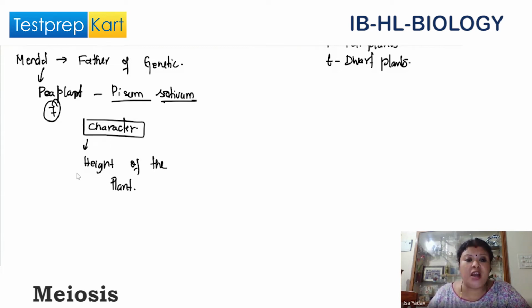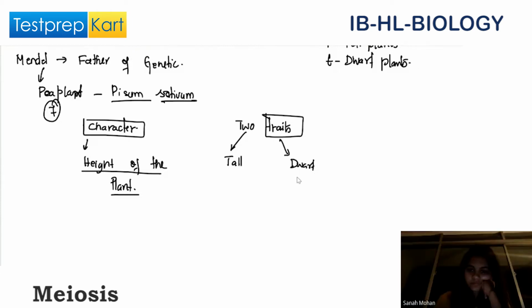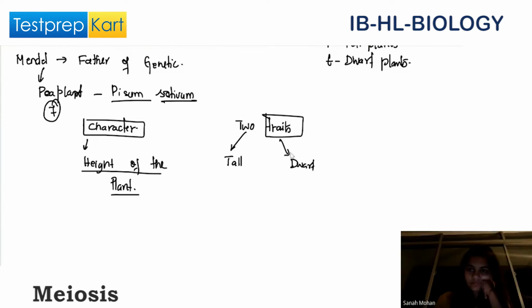See, this is the character. Height of the plant is a character. And we have 2 traits here. Height is a character, with 2 traits. One will be tall, another one is dwarf. Tall is a trait and dwarf is also a trait. Height of the plant is the character.